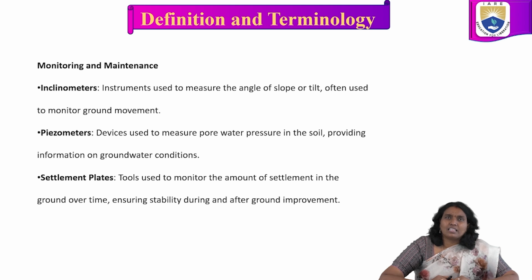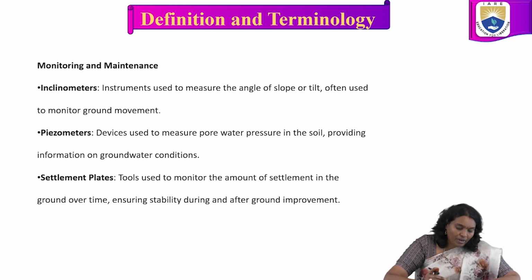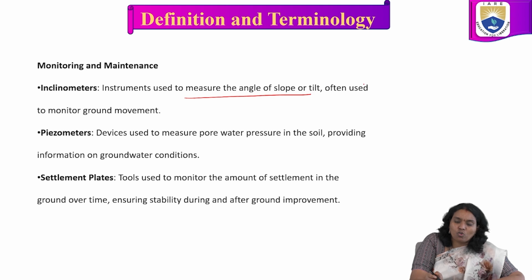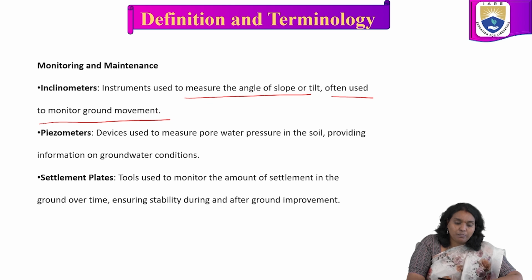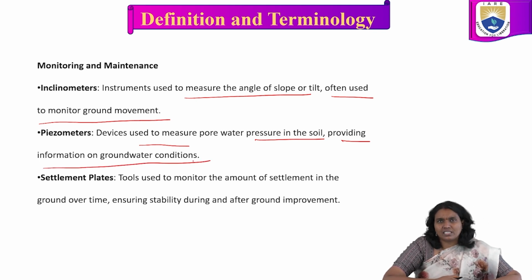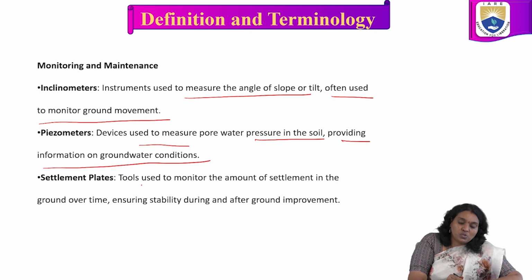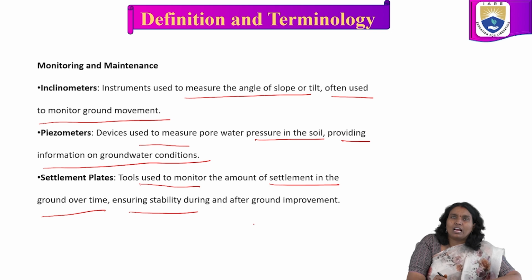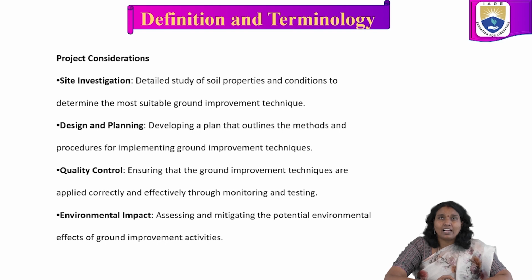In monitoring and maintenance also we use different terms: inclinometers, piezometers, settlement plates. Inclinometers are instruments used to measure the angle of slope or tilt, often used to monitor ground movement. Piezometers are devices used to measure pore water pressure in the soil, providing information on groundwater conditions. Settlement plates are tools used to monitor the amount of settlement in the ground over time, ensuring stability during and after ground improvement. These are the various terms chosen in monitoring and maintenance.